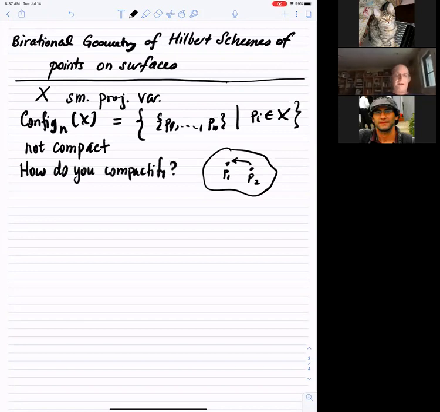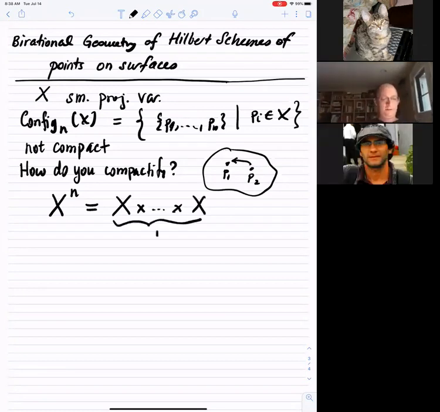There are various ways of doing this. There is one very naive way of compactifying the configuration space, and that's what you can do is you just let the points collide. So that's called the symmetric product. You can take X, take n copies of X, right?